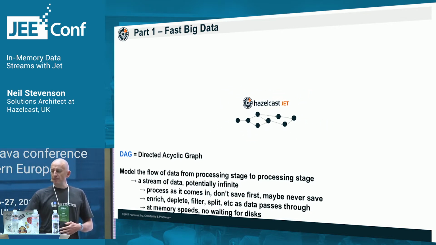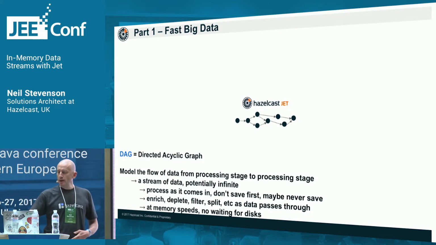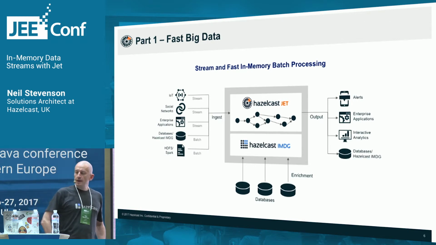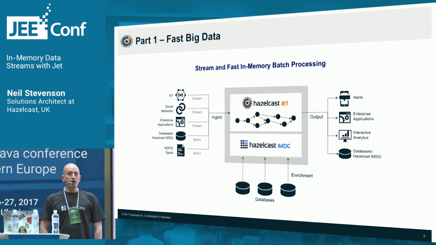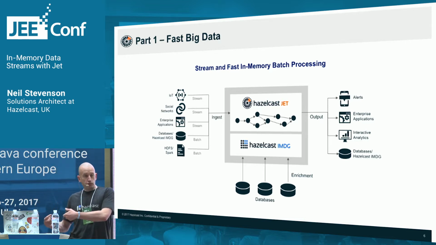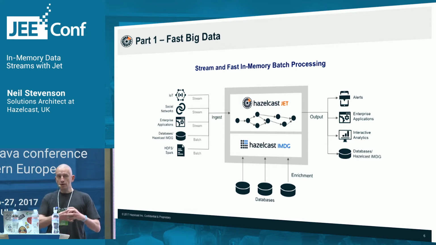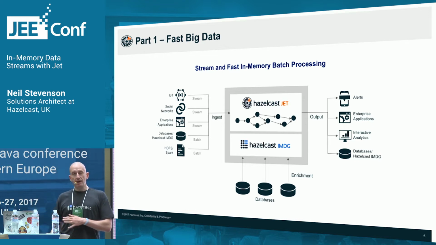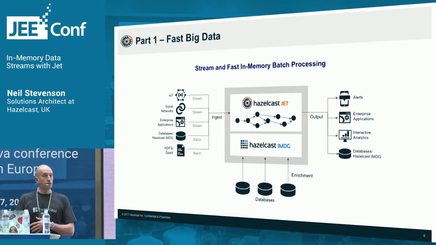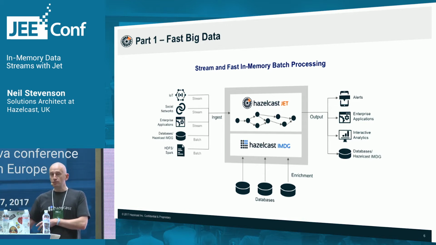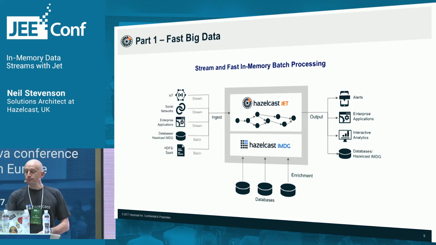So where Jet fits in the big picture, there we go, is you might have Jet as a processing pipeline in the middle of your architecture. You've got a data feed coming in of transactions, of measurements, of whatever. You will process that, perhaps enriching it as it comes along, adding extra input in from elsewhere, stored results, and send it out. Produce an alert, produce a report, persist.